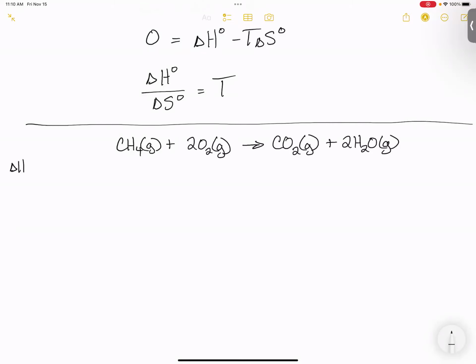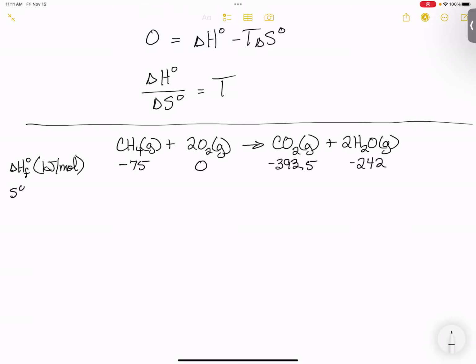The delta H of formation for these compounds in kilojoules per mole are -75 for the methane, 0 for the oxygen because it's in its standard state, -393.5 for carbon dioxide, and water in the gas form is -242, according to the table I have in front of me.